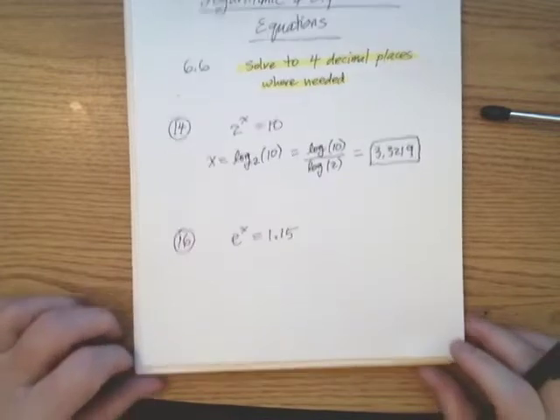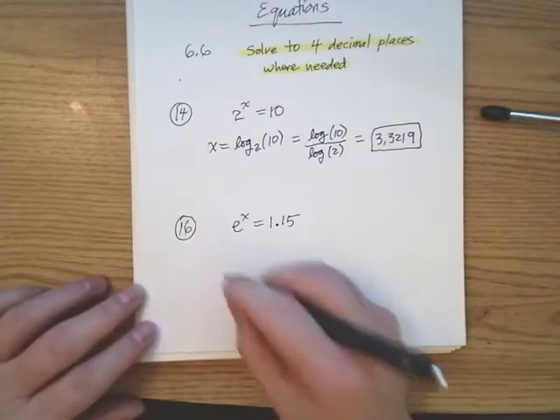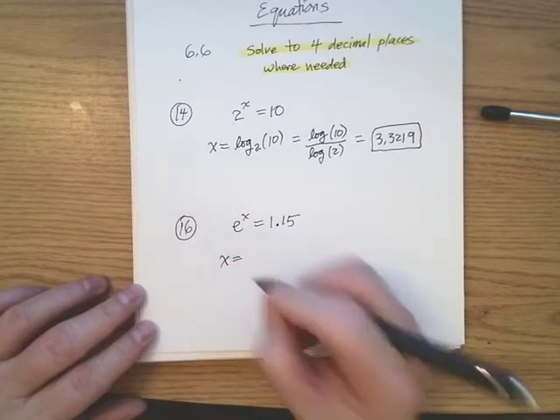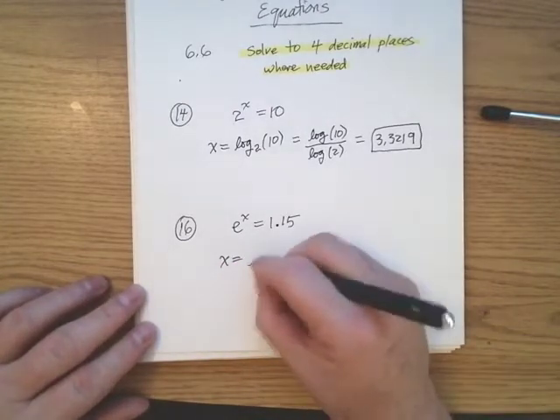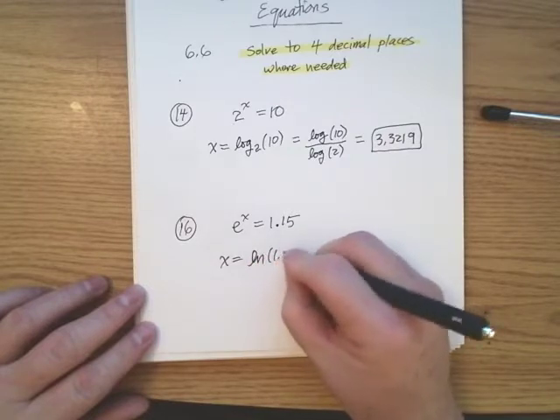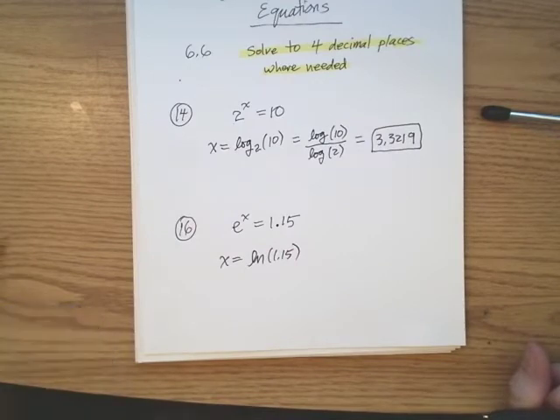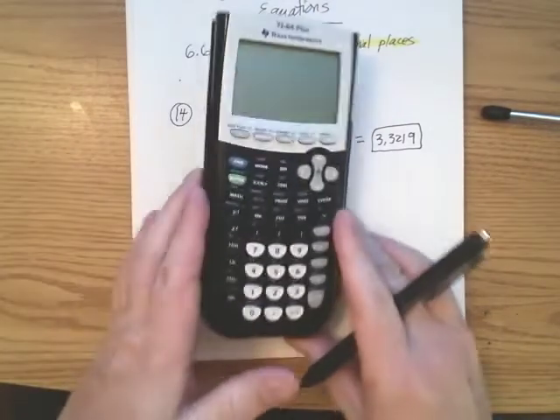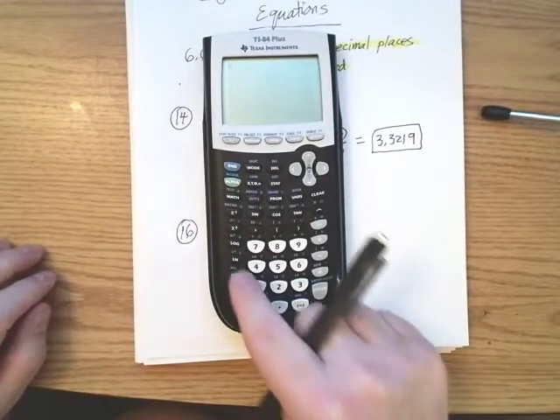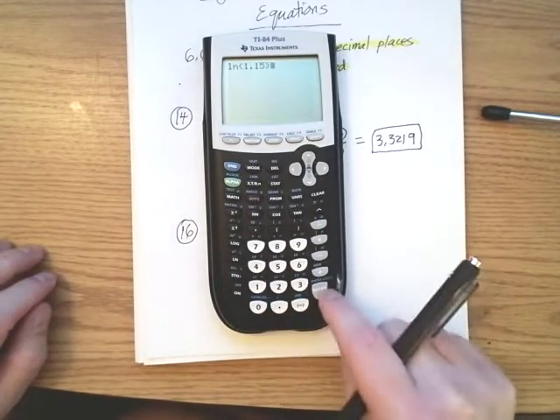How about the next question, number 16? E to the x is 1.15. Do you see this is equivalent to saying x is the logarithm base e of 1.15? But logarithm to e, we usually write as what? ln, right? So you want to use your calculator for that. Let's go ahead and clear it for the previous one. Okay, so I'm going to be taking the natural logarithm of 1.15.